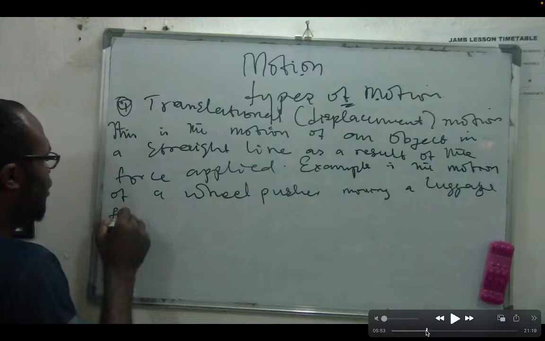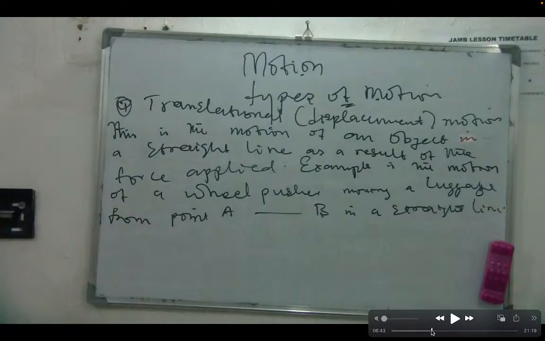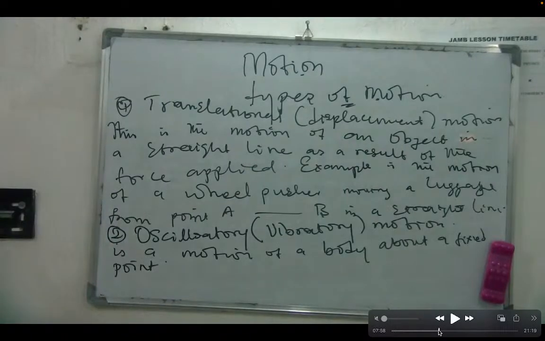But when you look at the wheel of the car or the tire, it is actually making rotational motion. But the actual movement of the body of the car from one point to the other is translational motion. Take note. Take note. Okay, let's look at the number two type of motion. We call it oscillatory motion or vibratory motion. So motion about a fixed point is known as oscillatory motion.